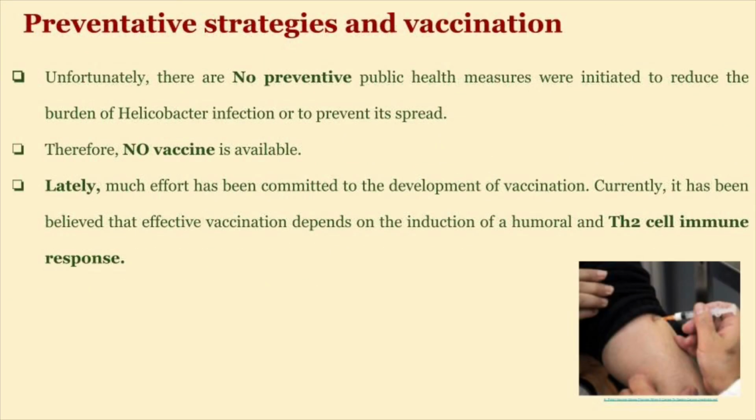Finally, we will talk about the preventative strategies and vaccination. Unfortunately, no preventative public health measures have been initiated to reduce the burden of Helicobacter infection or to prevent its spread. Therefore, there is no vaccine available. Lately, much effort has been committed to the development of vaccination. Currently, it is believed that effective vaccination depends on the induction of humoral and Th2 cell immune response.